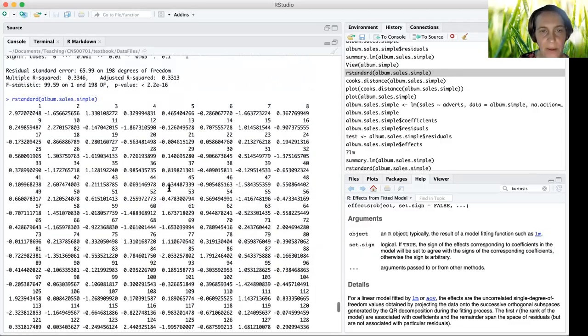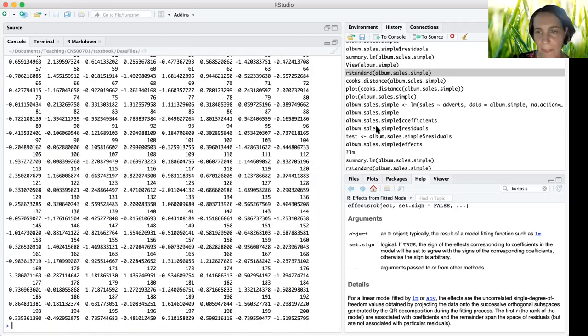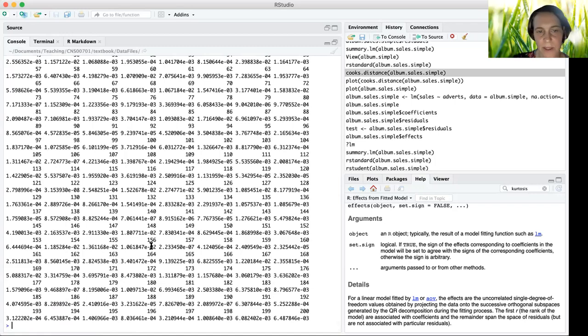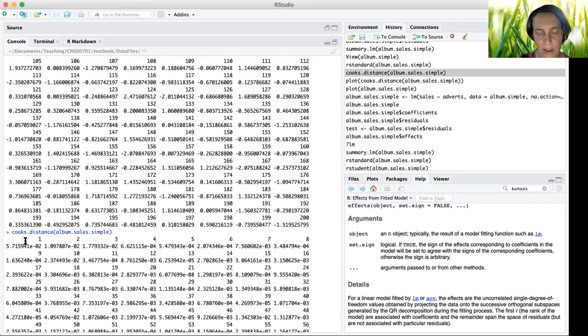Alrighty, so that was just a side note. And then if you want to calculate Cook's distance, you use the function cooks.distance. Again, you give it your model, and then it spits out Cook's distance for each of your cases, for each album.